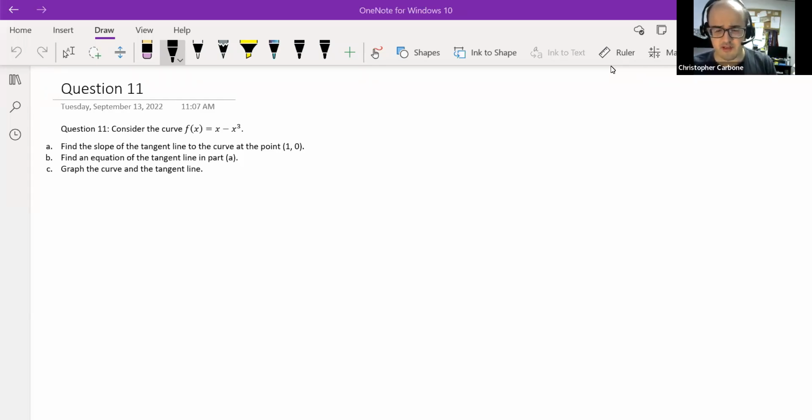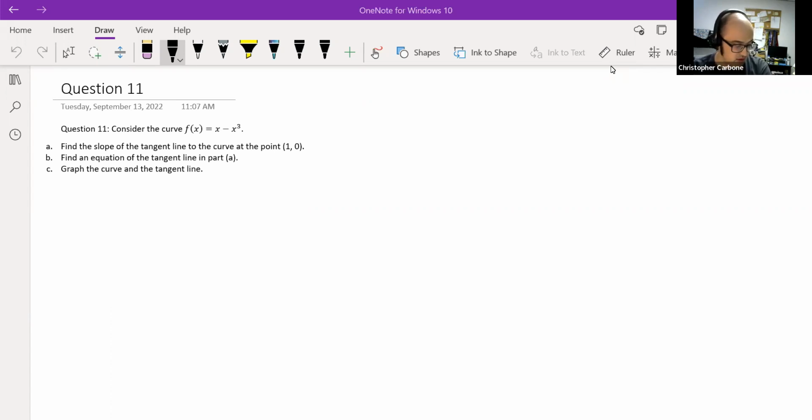This is question number 11 of our calculus review. Consider the curve f of x is equal to x minus x cubed. We first want to find the slope of the tangent line to the curve at the point (1, 0), then find the equation of the tangent line in part A, and then graph the curve and said tangent line.